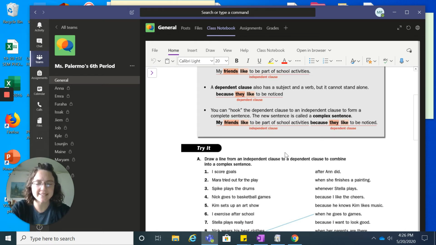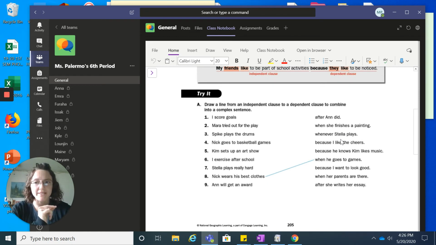A complex sentence has an independent clause. My friends like to be part of school activities. I could put a period right there. I'd be fine. But to make it a complex sentence, I'm going to add, because they like to be noticed. This dependent clause could not be by itself, but with the independent clause, it makes sense. Okay, so that's the learning piece. Now let's go on to what you'll actually be doing.